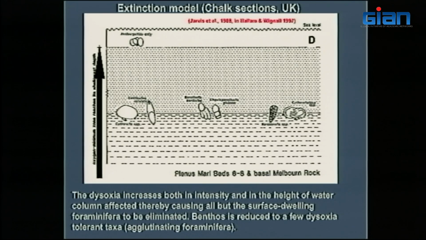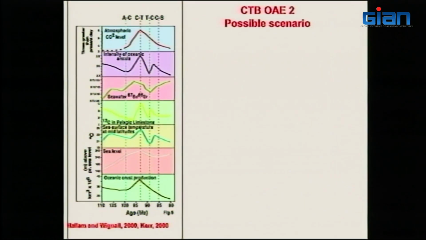So, this is how it works. Clearly, you can see that for the planktic foraminifera, really the deep dwellers, the ones that have to go down during the life cycle, are clearly going extinct during this time. Okay, and only those are surviving. So now, what would be the scenario for these events?